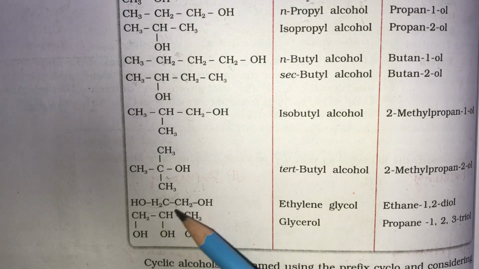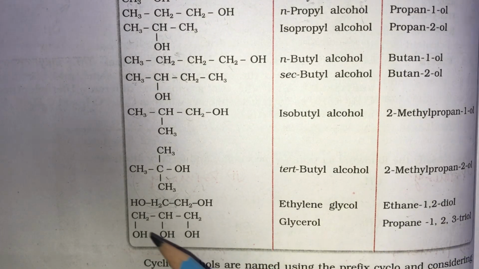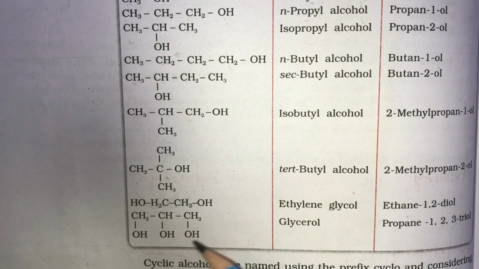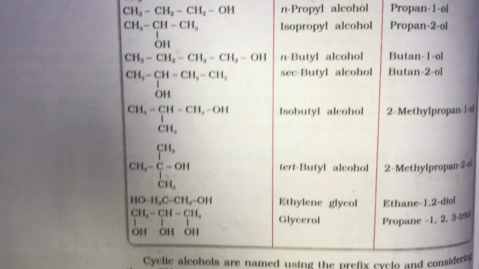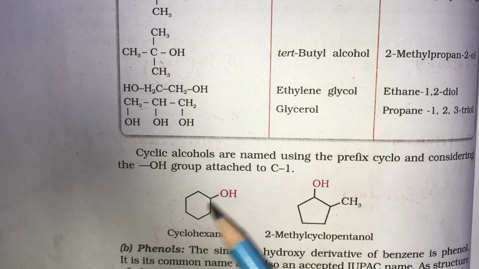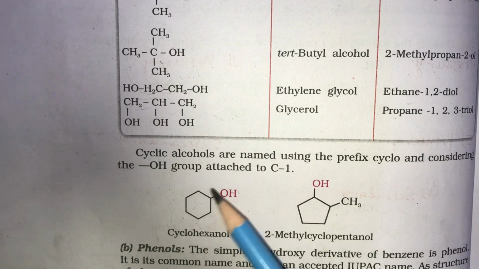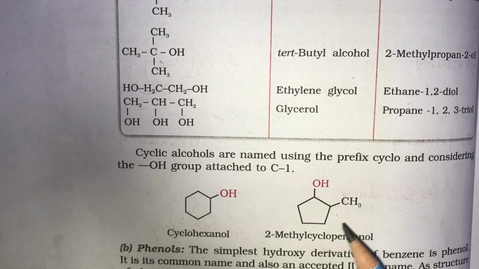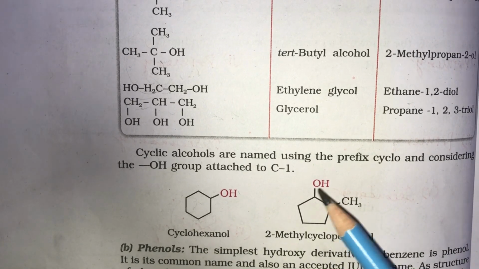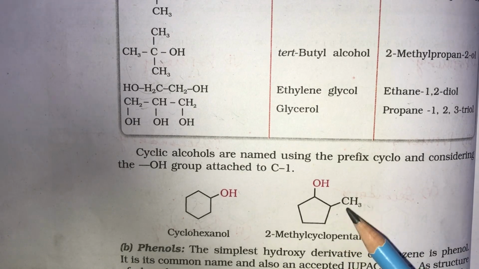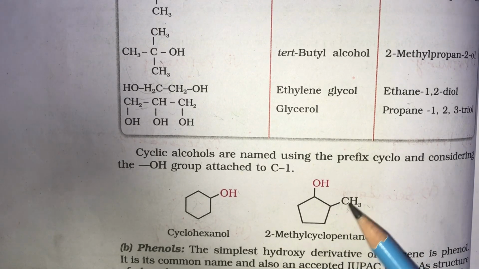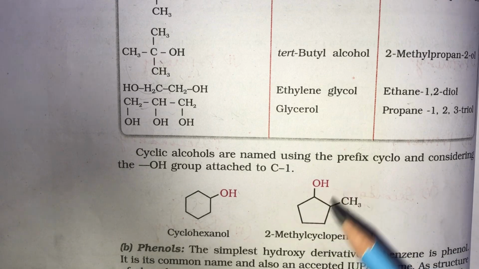Ethylene glycol or ethane-1,2-diol. And glycerol, CH2OH, CHOH, CH2OH, glycerol, 1,2,3-propanetriol, or glycerol, is a trihydric alcohol. Cyclohexanol: hexane, the hydrogenated form of benzene, a six-membered ring alcohol, hexanol in cyclic form is called cyclohexanol. And here one is pentanol, five carbon atoms, pentanol, and at the second position a methyl group is present, 2-methylpentanol is an example.